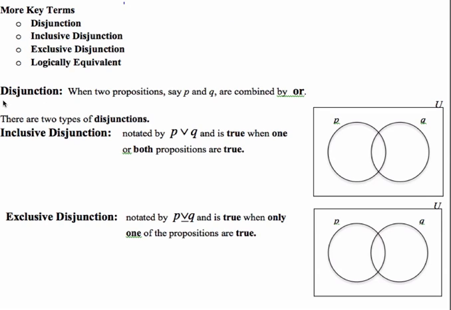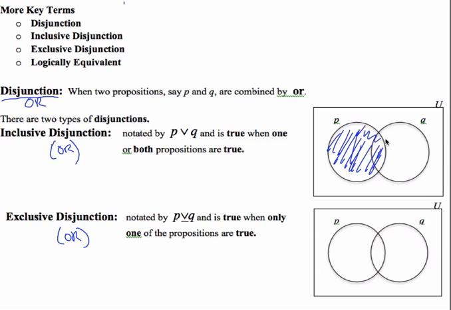Disjunction is actually a fancy way of saying or, but we have two types of disjunction. We have inclusive disjunction and exclusive disjunction. This is also called inclusive or and exclusive or. So you have two possibilities. In inclusive or, it's true when one or both of the propositions are true. So if either of them are true, then the statement is true.